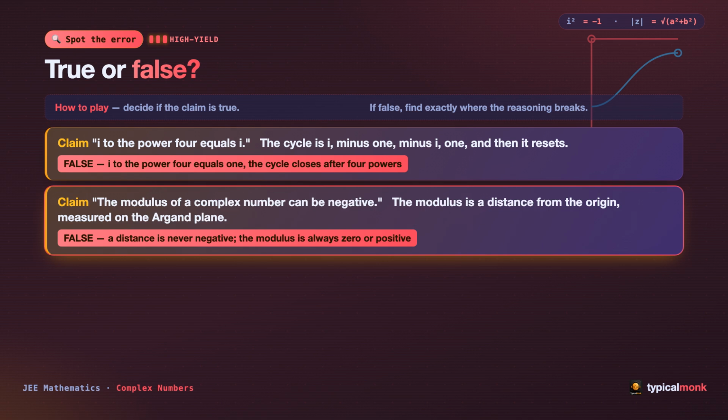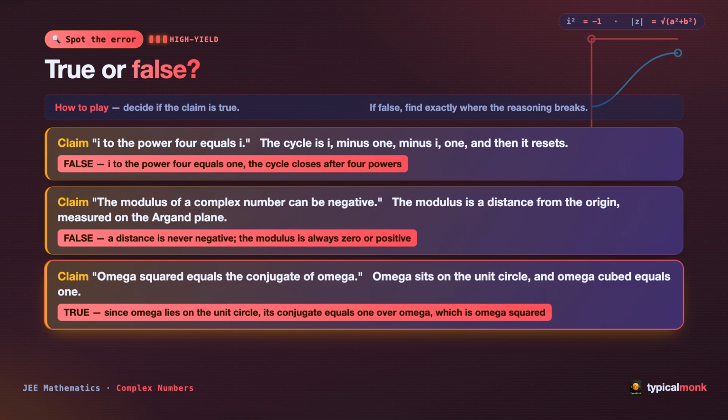Second claim, the modulus of a complex number can be negative. Think carefully. The modulus is a distance from the origin on the Argand plane, and a distance is never negative. So this is false. The modulus is always 0 or a positive real number. Third claim, omega squared equals the conjugate of omega. Check the reasoning. Omega sits exactly on the unit circle, so its modulus is 1, and since omega^3 equals 1, the conjugate of omega must equal 1 over omega, which is exactly omega squared. This one is true. Omega squared truly is the conjugate of omega.